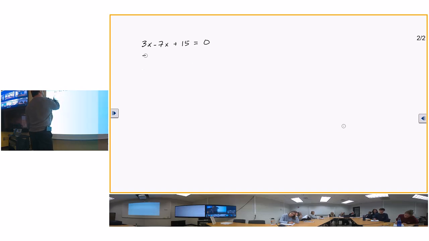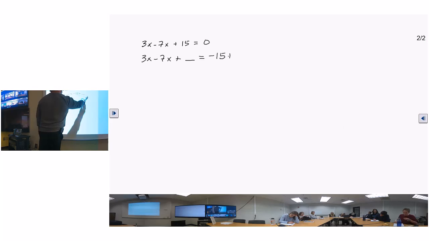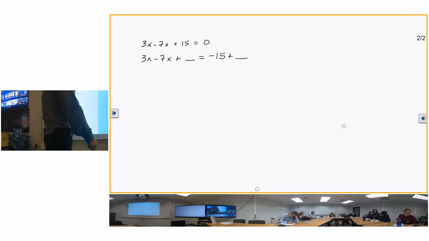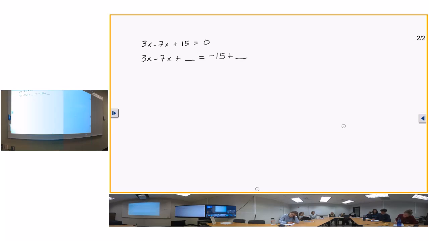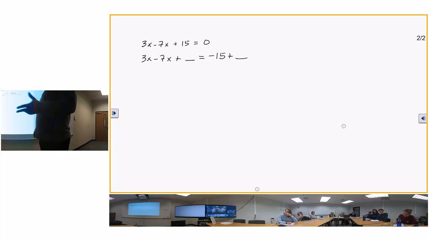First thing, 3x squared minus 7x plus blank is equal to negative 15 plus blank. All right, go ahead and start. You need to factor out the 3 first. On a scale from 1 to 10 difficulty, this is about a 6 or a 7 as far as completing the square. So some of you might not be able to do it. If you don't, just consider yourself a what? Failure or a loser or a disappointment.